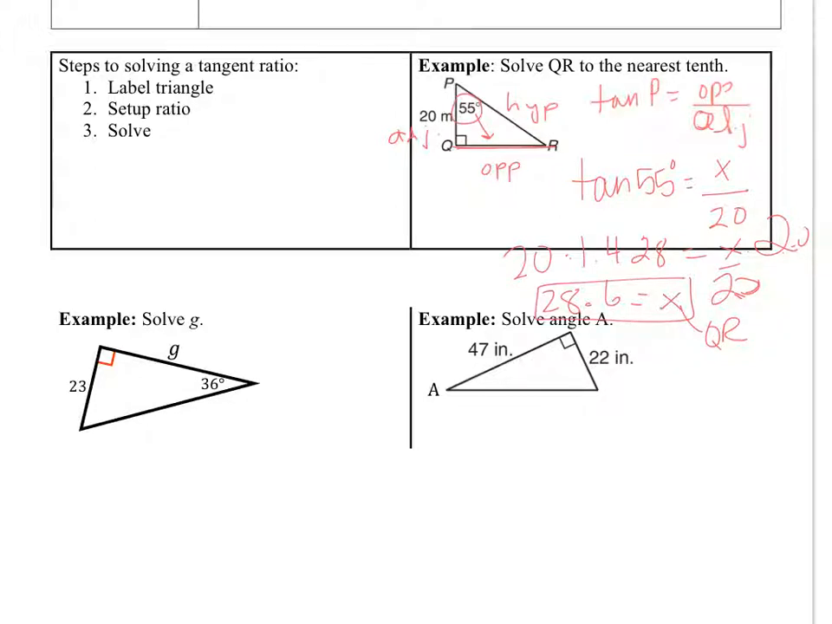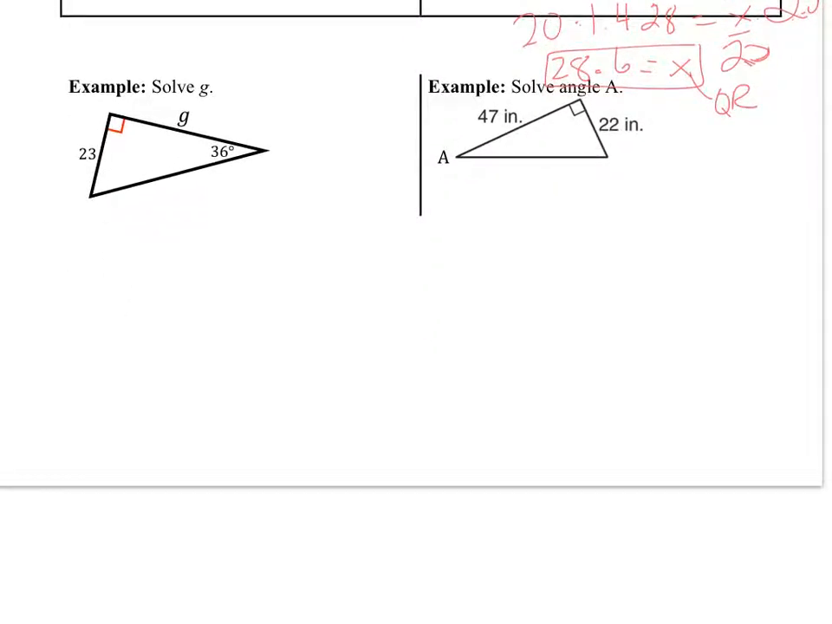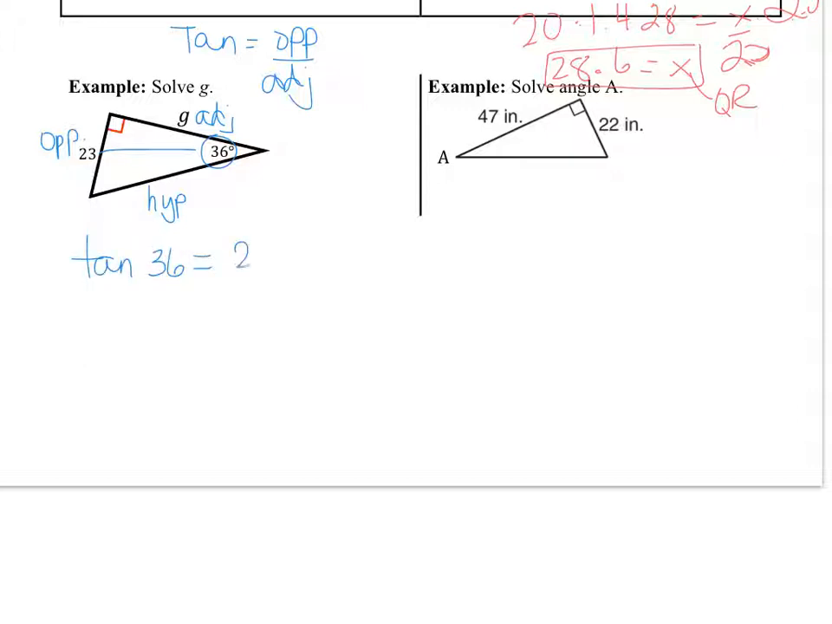Okay, do some examples here for you. I'm going to just write up here that tangent is equal to the opposite over the adjacent. So we have a reminder. Label my triangle here. So here's my hypotenuse. Here's the angle that I'm looking at. So this is my opposite, and G then makes my adjacent here. So I'm going to set up my equation. So tangent of 36 equals the opposite, which is 23, over the adjacent, which I'm going to call G.